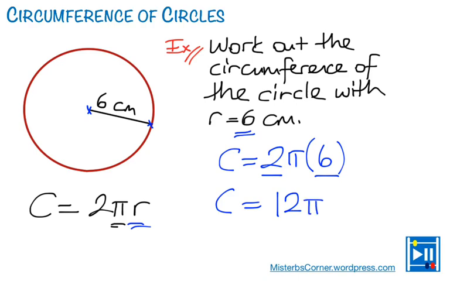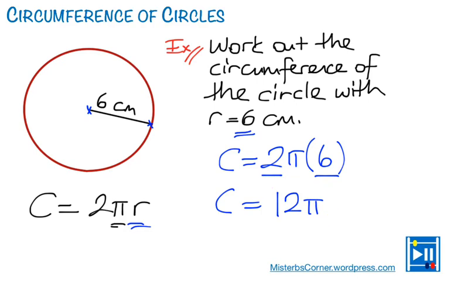Now, I show you this because if the question is asking you to find the exact value, this is the exact value. You're not rounding anything, you just leave it as 12 pi, as in pi, all right? So if the question is asking you for the exact value, you end up with 12 pi.